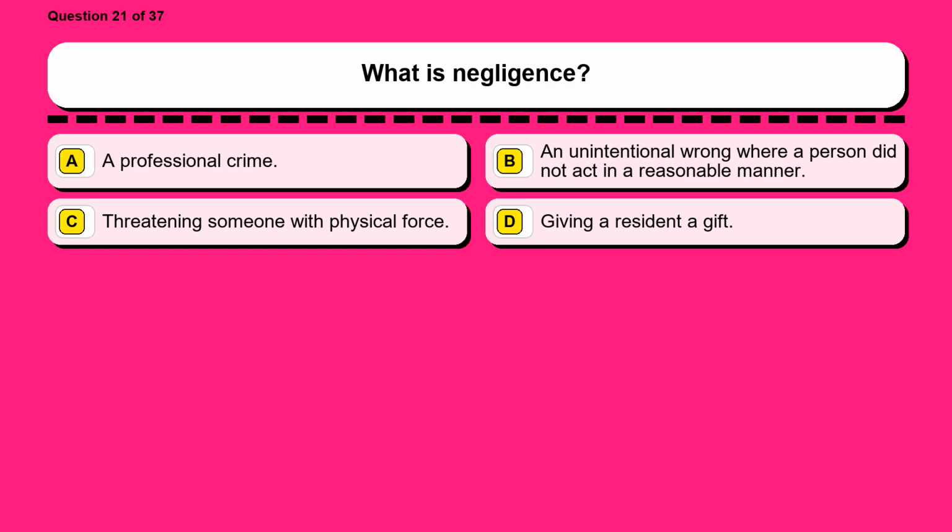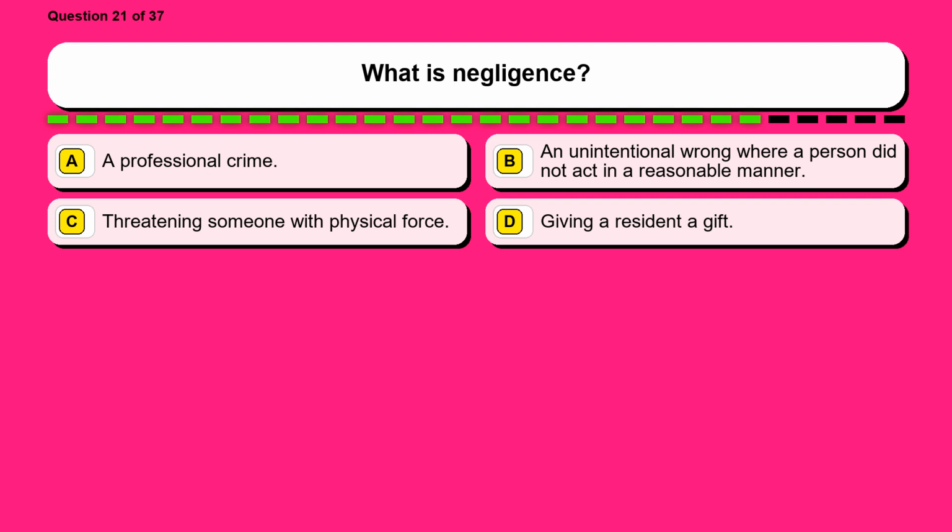Question 21. What is negligence? Option A. A professional crime. Option B. An unintentional wrong where a person did not act in a reasonable manner. Option C. Threatening someone with physical force. Option D. Giving a resident a gift.